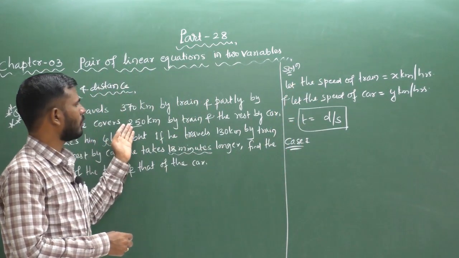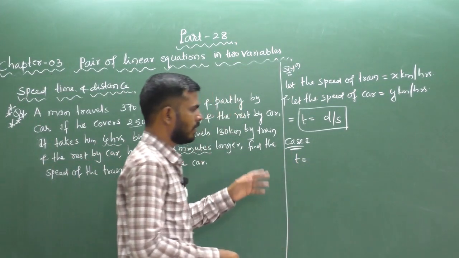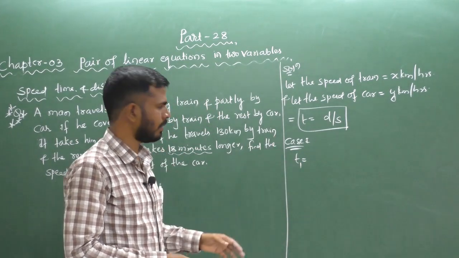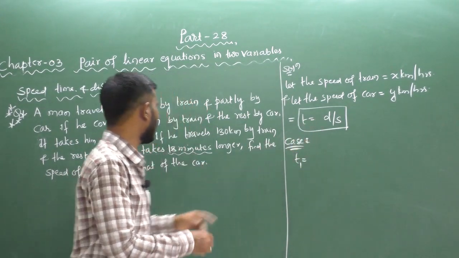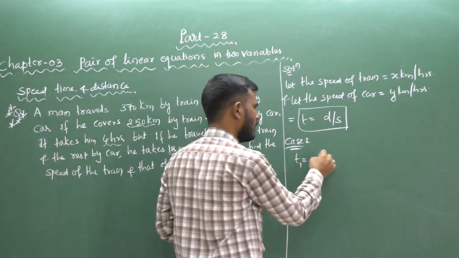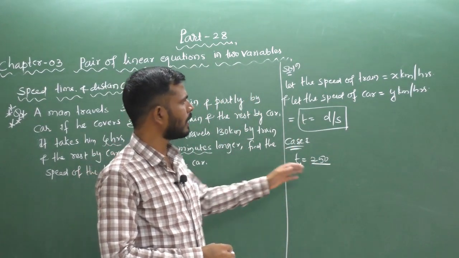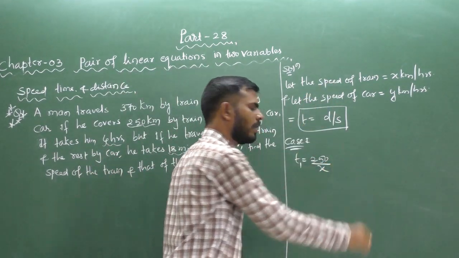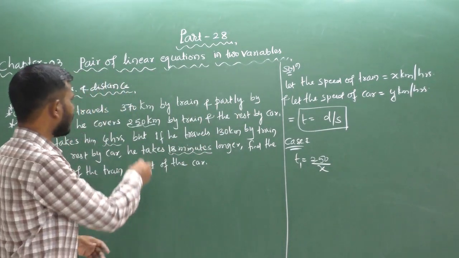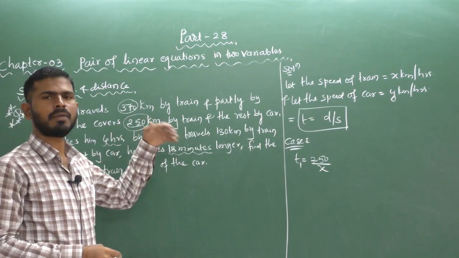So that's why we write here: if we cover 250 km by train, then time, or T1, where T1 is the time required for the train, equals distance over speed. The distance we covered in the first condition is 250, and the speed we consider is the speed of the train, that is x. You have to write x. Next, the rest by the car. In total you want to cover 370. You cover 250 by the train, and the remaining by the car.